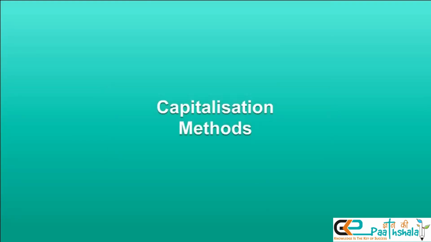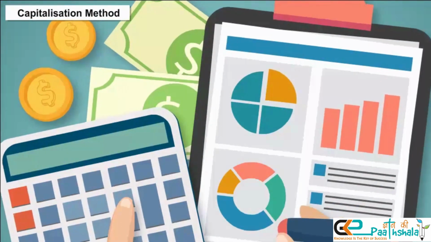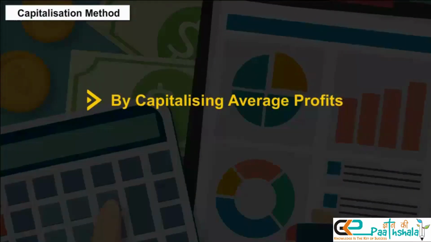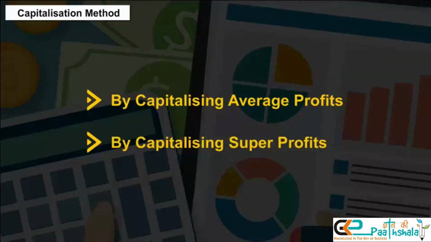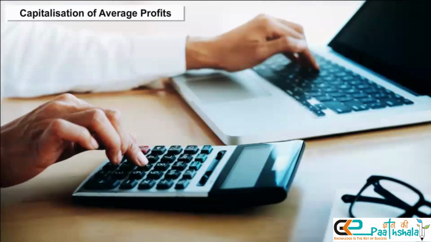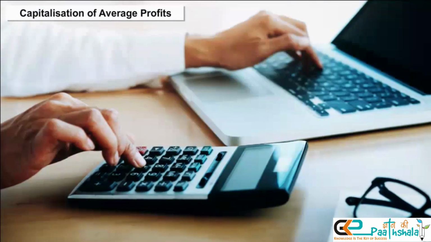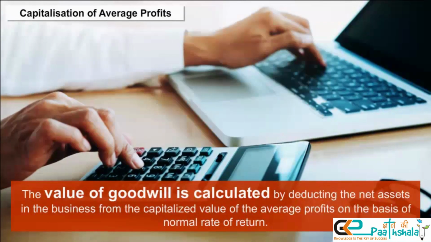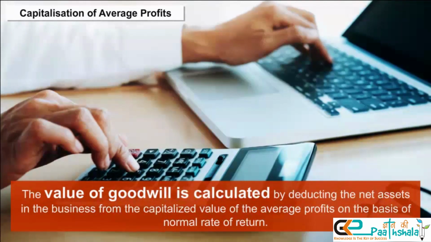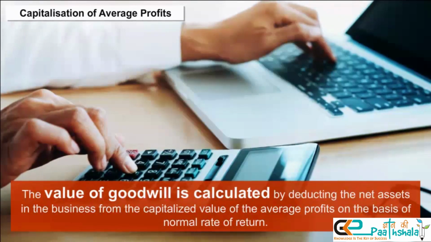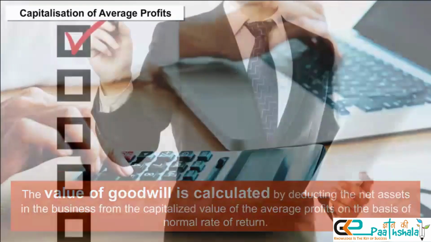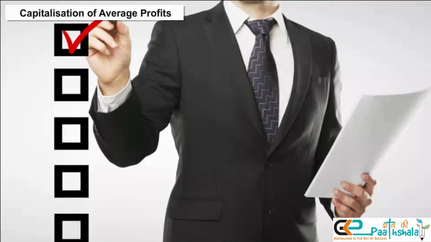Capitalization methods. Using this method, goodwill can be calculated in two ways: by capitalizing average profits, and by capitalizing super profits. Capitalization of average profits. Using this method, the value of goodwill is calculated by deducting the net assets in the business from the capitalized value of the average profits on the basis of normal rate of return. This involves the following steps.